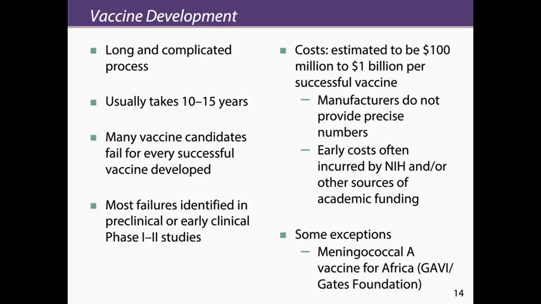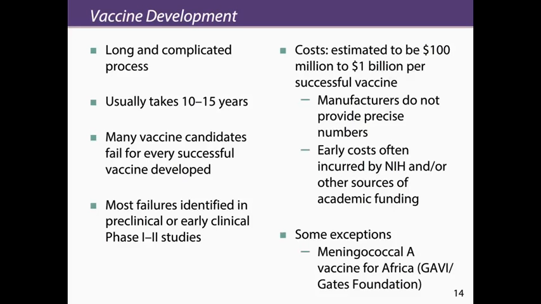Most recent estimates of the total cost to develop a new vaccine are somewhere between $100 million and $1 billion for each successful vaccine. Now that incorporates the failures as well as the successes. Manufacturers don't release this information. It's considered proprietary or confidential. A lot of the early cost in identifying antigens or potential candidate vaccines are incurred by NIH or other sources of funding at academic centers, such as here at Hopkins and elsewhere.